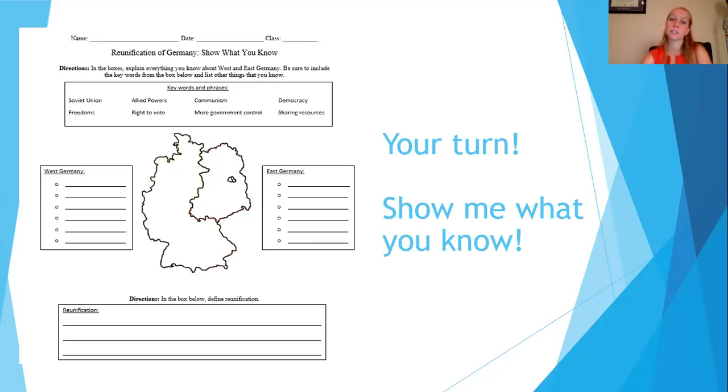And then on the eastern side, I'm looking for them to include the Soviet Union, and then communism, that there's more government control and that resources are shared. And then lastly, students are going to define what reunification means. So in this assessment, I will really be able to see specifically what students know.